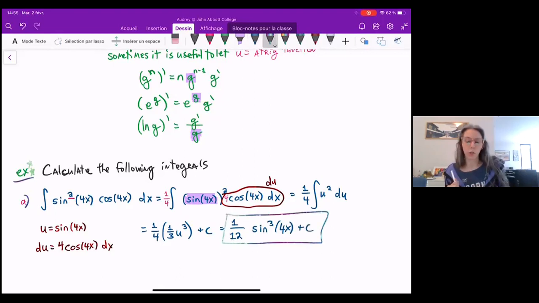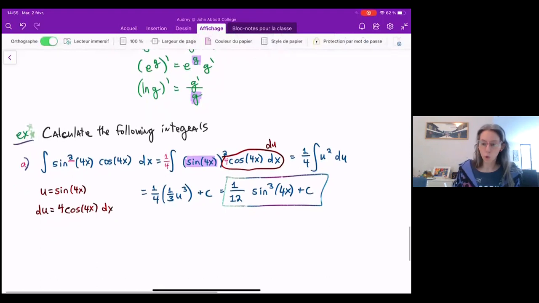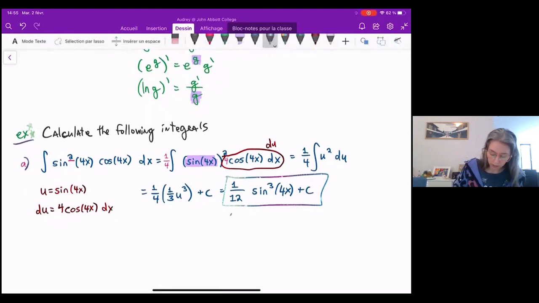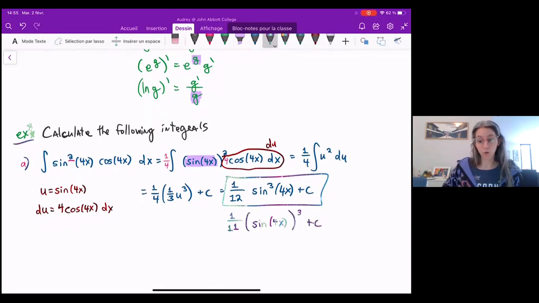Boom, that's my answer. Perhaps some of you are wondering if it would be okay to put the power of 3 at the end, and the answer is yes, as long as you remember to put your parentheses. In other words, 1 over 12 sine of 4x, all of that cubed plus c. It's totally fine to write your answer that way as well.